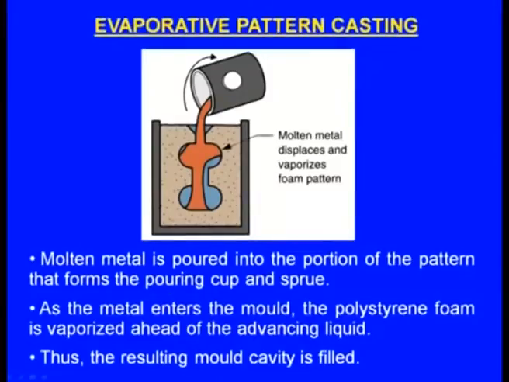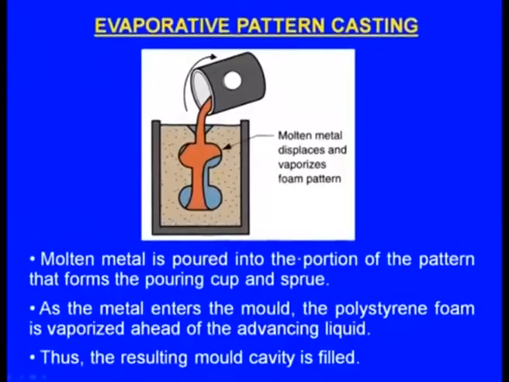Then molten metal is poured into the portion of the pattern that forms the pouring cup and sprue, and here we can see this whole thing is the pattern and this is the pouring cup. This process is somewhat different from the other processes. In all the previous processes, before pouring the molten metal we withdraw the pattern from the mold, but here the most special feature is that we won't remove the pattern from the mold. Without withdrawing the pattern from the mold, we start pouring the molten metal. So, that is the most interesting feature of this process.